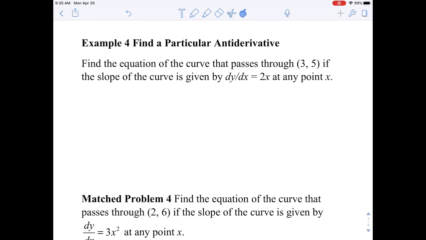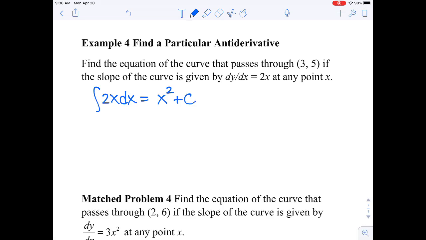So in part 2 of 5.1, we can find particular antiderivatives when we are given criteria. So for instance, in this first example, we know that the slope of the curve is 2x. So we know dy/dx is 2x. So we can find the antiderivative of that. So the integral of 2x dx equals x squared plus c.